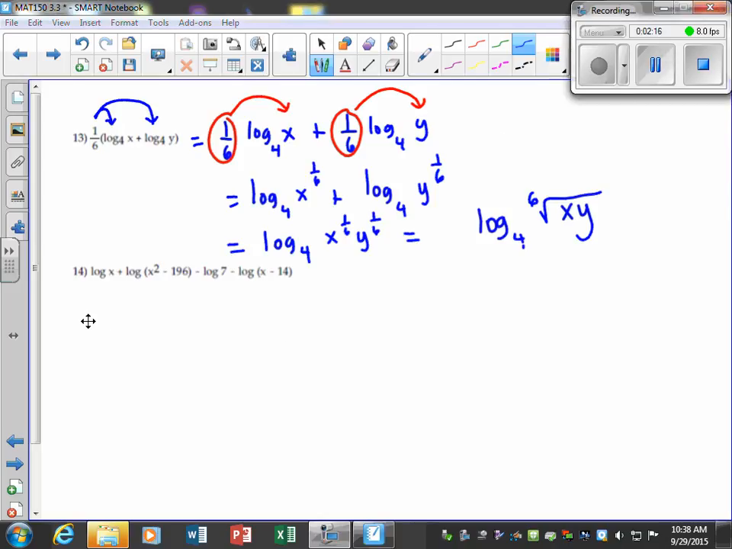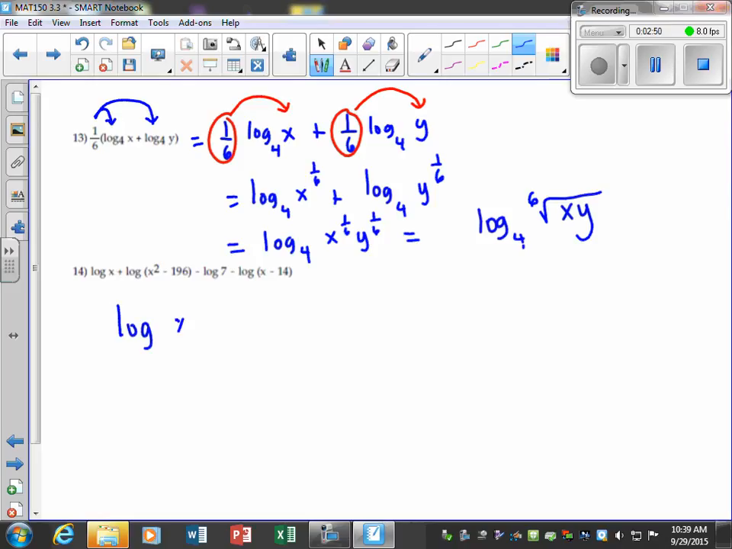Okay, 14 looks pretty long. It's 1, 2, 3, 4 terms, and some of our arguments look a little more complicated than the simple ones above, but it's log base 10, log base 10, log base 10, log with a known base of 10. They're all consistent. All the coefficients are 1. So we're ready to use our rules. So we're going to start with log known base 10.